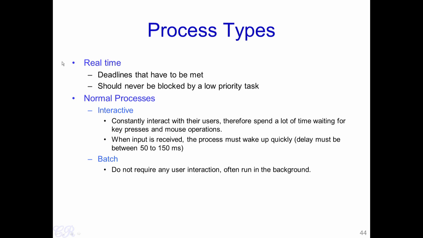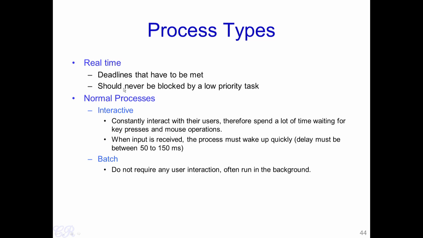Linux classifies processes into two types: real-time processes and normal processes. Essentially, a process could be either real-time or a normal process. Real-time processes are those which have very strict deadlines. For instance, they could be processes involving control of a robot, data acquisition systems, or PIC controllers. Real-time processes should never miss a deadline and they should never be blocked by a low priority task.